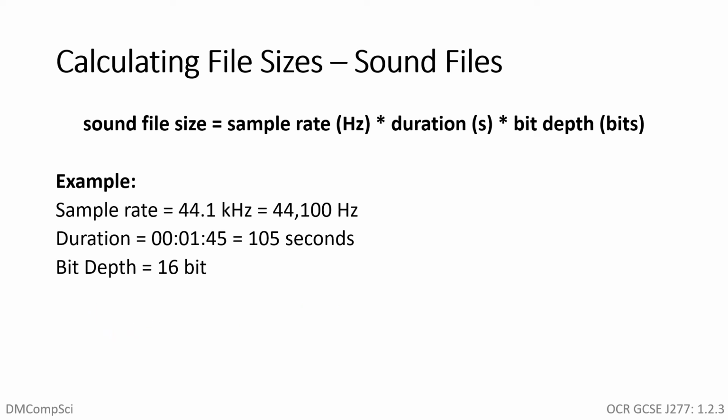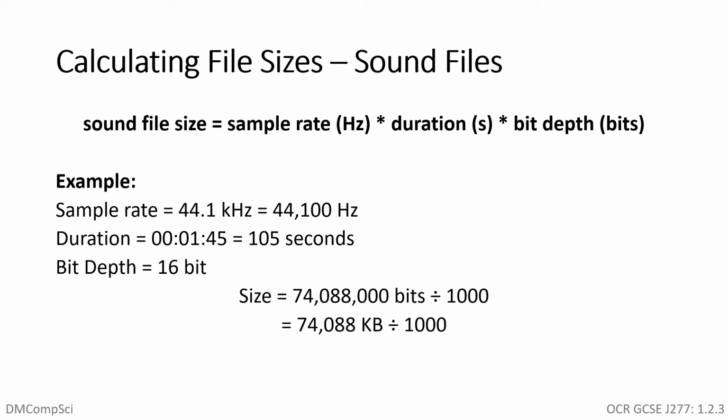We do all that, and that comes to 74,088,000 bits. Now, obviously, as I said at the beginning, we don't usually use bits to show the size of files. So if we divide this by 1,000, we can get our total into kilobytes, which is 74,088 kilobytes. But that's still quite a high number. So we can divide this by 1,000 again to get a total of 74.09 megabytes. That's an approximate rounded figure.